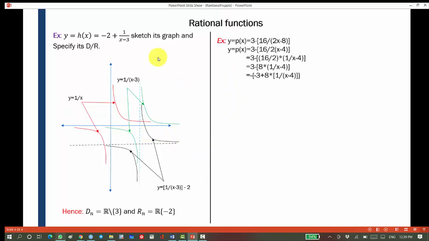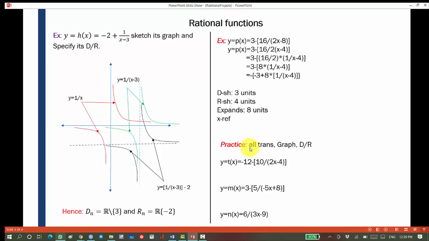Another example, consider y is equal to p of x equals 3 minus 16 over 2x minus 8. In order to identify all transformations here, we take 2 as a common factor down here, that is x minus 4. Then divide 16 by 2 times 1 over x minus 4. 16 by 2 is 8 times 1 over x minus 4. And then we take this minus outside. As a result, we get minus 3 plus 8 times 1 over x minus 4. Hence, we have a downwards shift because of this minus 3 units, right shift of 4 units, expansion by 8 units, and of course, because of this minus sign, x reflection.